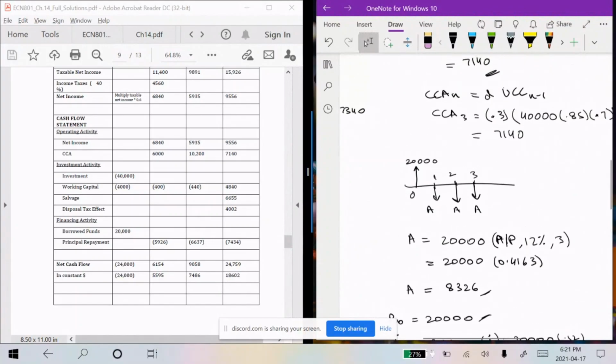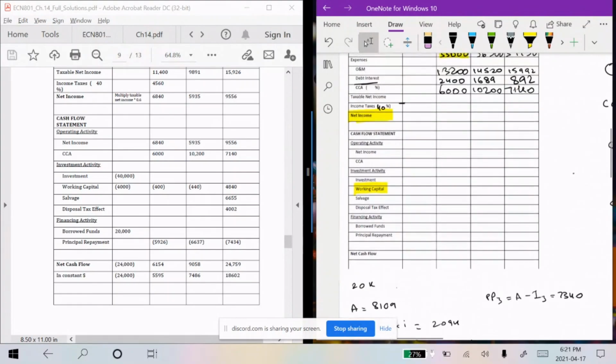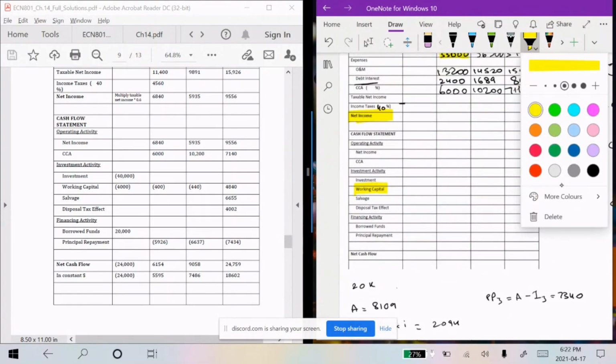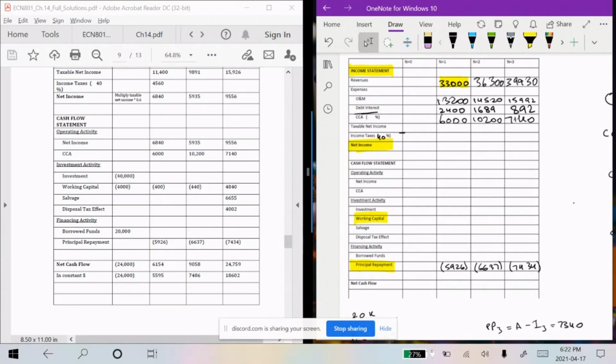We go back here to principal repayment, this one, and you fill it up with 5926, 6637 and 7434. The reason I'm putting this in brackets is because this is the amount that's going out from the company's account. This is the amount they're paying, and all the amount that you're paying is going to be in brackets.